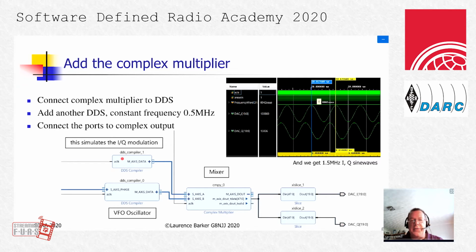And we need to add another DDS compiler as a test source. Ultimately, the modulating signal will be coming in from a PC as an IQ signal, but as a quick way of getting going, I've added another DDS set to 0.5 megahertz, instead providing a different IQ signal. When we run the simulation, we now get sine waves at a frequency of 1.5 megahertz, which is what we expect. That was 1 megahertz from there, phase modulated by 0.5 megahertz from there. So we can see that the complex multiplier is working correctly.